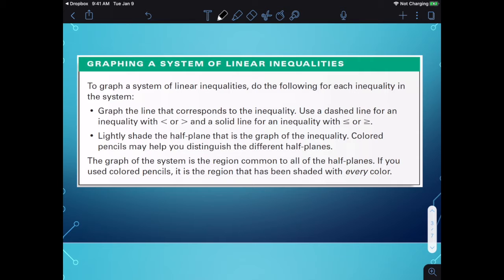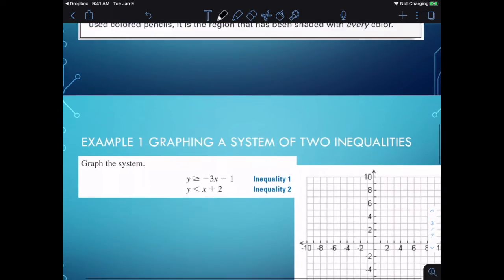I've provided a copy of this list for you just beyond the answers to the odd problems on your homework assignment. So be sure to look at this to remind you of the steps in graphing.